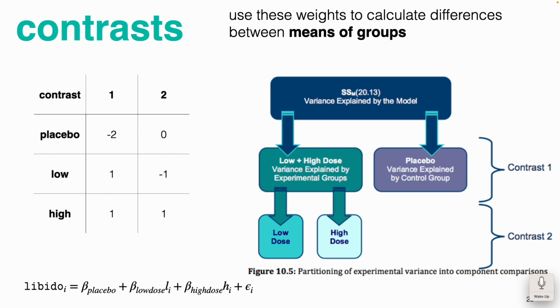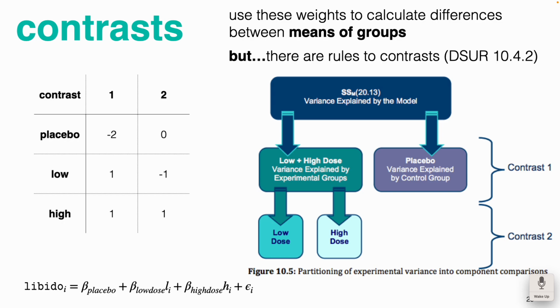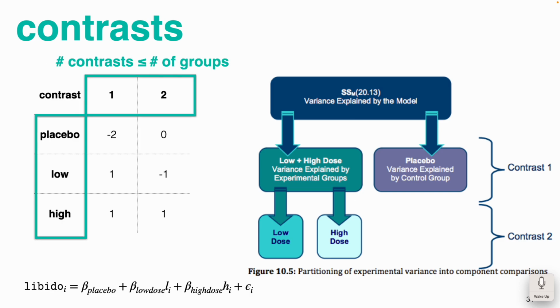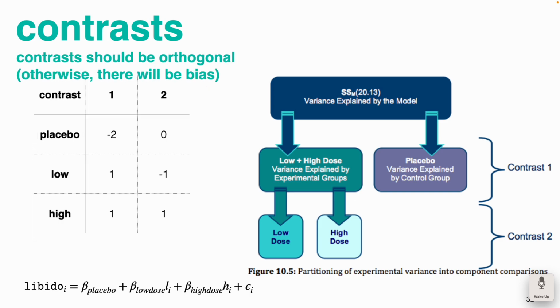So you use these weights to calculate differences between the means of the groups. But there are rules to contrasts. Specifically, the weights must sum to 0, as you see, because we're just adding them up and seeing if it equals 0 or not. The contrasts must be less than or equal to the number of groups. So in that case, we couldn't add any more contrasts. You can only have up to 4, because otherwise you just run out of degrees of freedom. And the big thing is they have to be orthogonal. Otherwise, there will be bias. So what it means is you have to multiply them together and see if those sum to 0 as well. Okay?